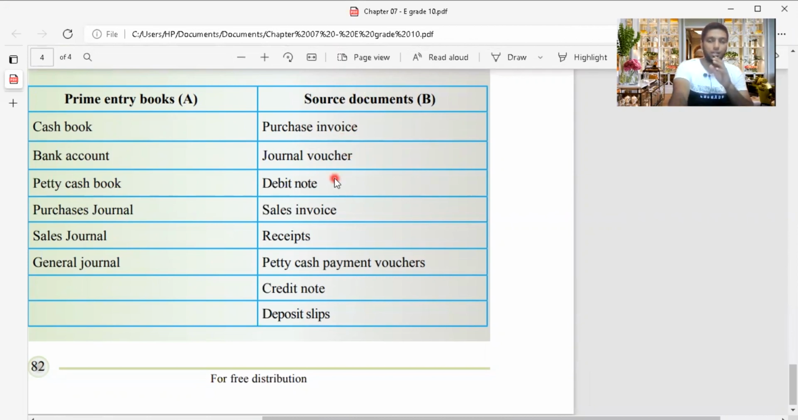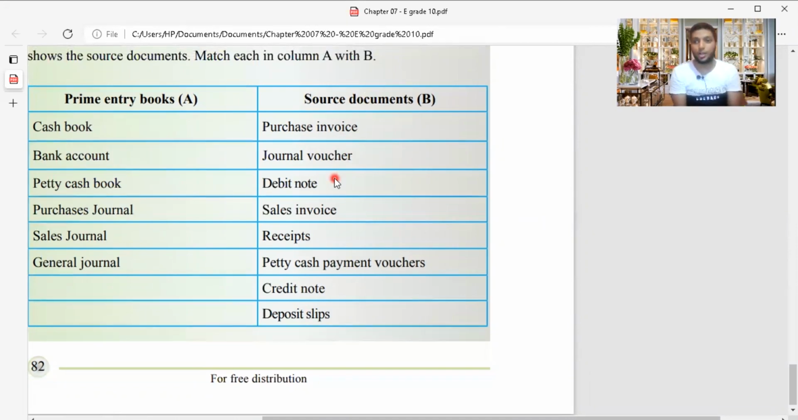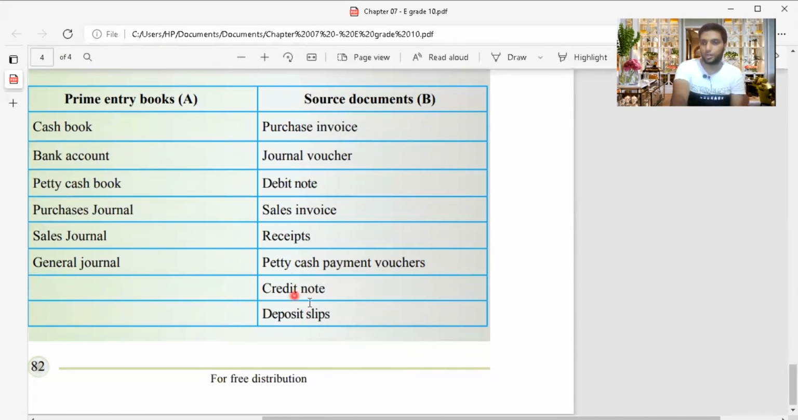As I said, guys, now there was something called return inward and return outward. I said they might test and they tested now. So when it comes to return inward, you will be issuing a credit note for return inward. For return outward, you will be issuing a debit note, guys.